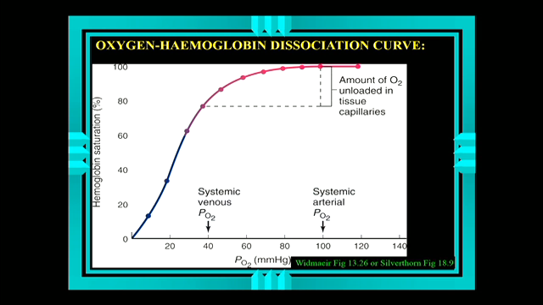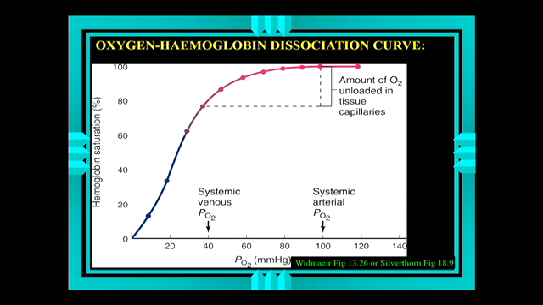Let's look at the other side of the equation in our tissues. PO2 of 40. So in the tissues, when your PO2 is 40, how much of your haemoglobin is fully saturated? Slightly less than 80%. So slightly more than 20% of your haemoglobin has given up all its oxygen.